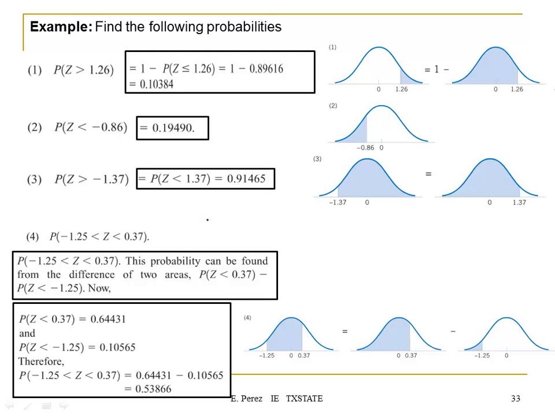Question. So this is very important. Remember, this is the area you want. This is the information you have from 0.37. You need to subtract this area. So you have to find the probability of minus 1.25 and subtract that from the area. Questions? Can I move to the next slide? No. Okay.